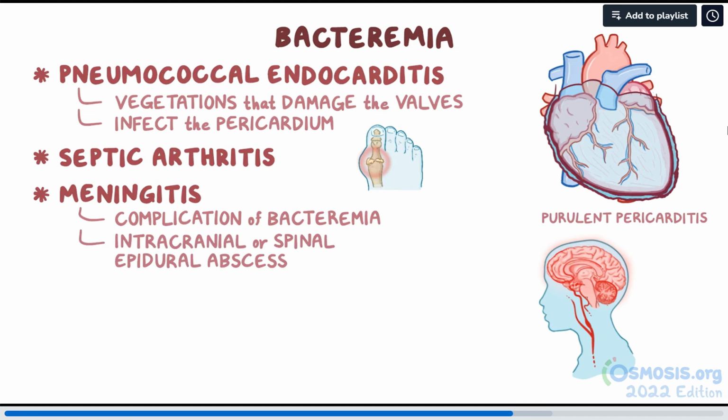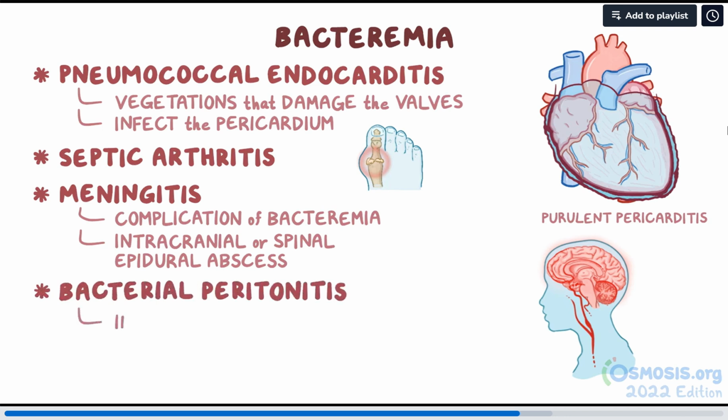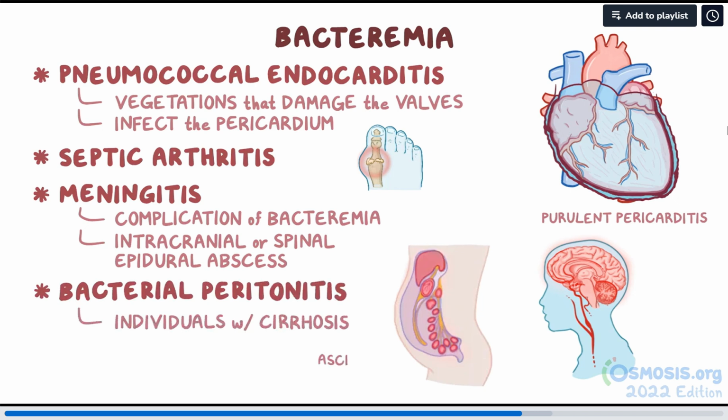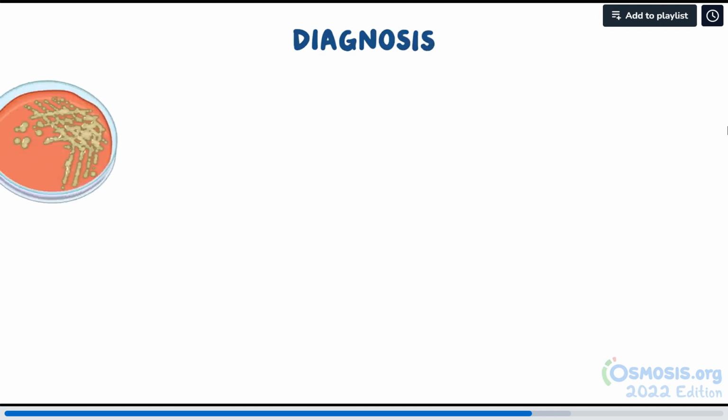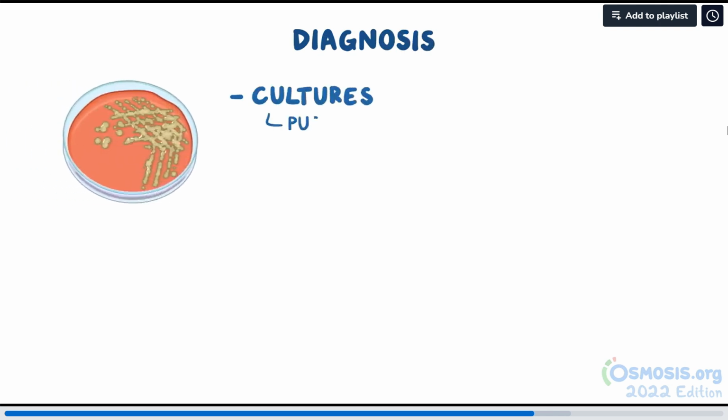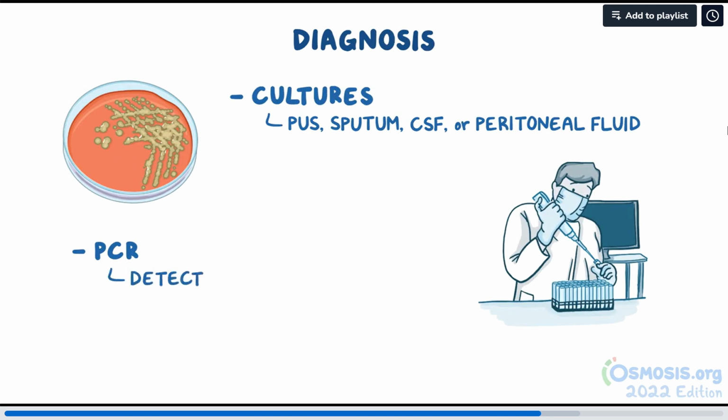Finally, strep pneumoniae can spread from the bloodstream to the peritoneum, causing spontaneous bacterial peritonitis. This is more common in individuals with cirrhosis who develop ascites, or too much fluid in the peritoneal cavity. Diagnosing a strep pneumoniae infection relies on cultures from biological samples like pus, sputum, cerebrospinal fluid, or peritoneal fluid. Alternatively, PCR can be done to detect strep pneumoniae DNA.